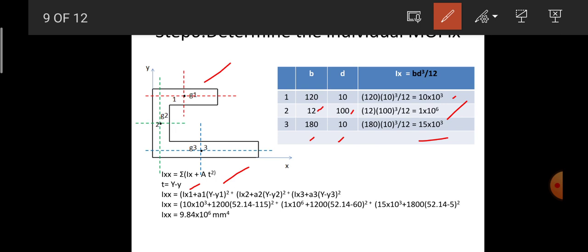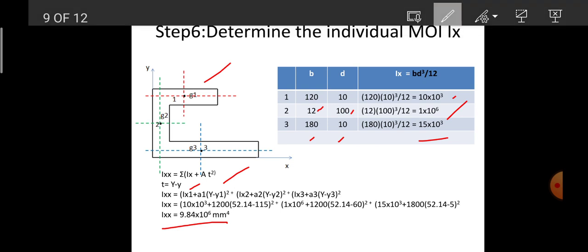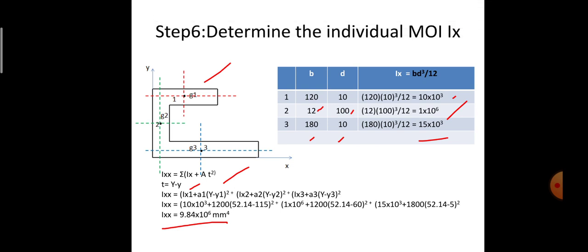Therefore, Ixx will be the summation of all the three rectangle terms. If I start from the first rectangle, it is Ix1 plus A1 into Y minus Y1 the whole square. Similarly for the second and third. If I simplify all the things, I'll get the value of Ixx as 9.84 into 10 power 6 mm power 4. So this is how we are supposed to calculate moment of inertia in the XX direction for the channel section as a whole.